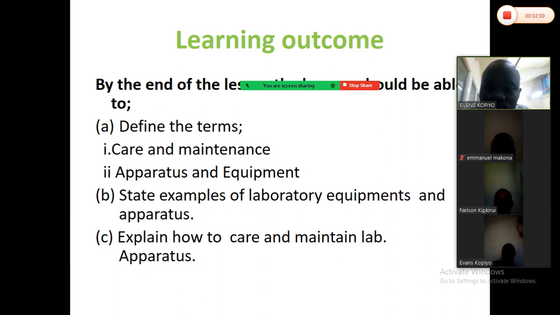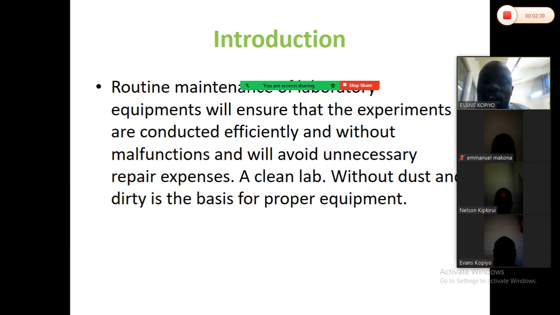Nelson, can you read objective B? Objective B says: state examples of laboratory equipment and apparatus. Good. We are going to check common examples of laboratory apparatus and equipment. And finally, C, we are going to explain how to care for and maintain laboratory apparatus. Having that done, we are going to start our introduction of the subtopic of today.